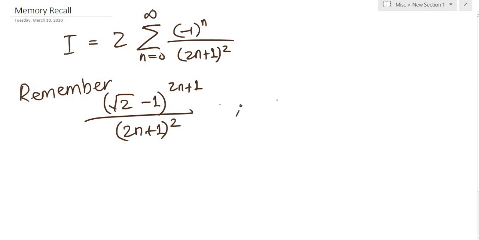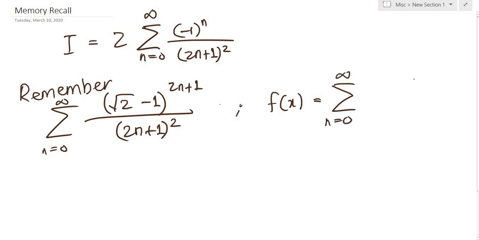So for this question we had defined a general function, well, there was a sum obviously from n equals 0 to infinity even then. So if you remember, we had defined a function f of x such that we had the sum from n equals 0 to infinity. Instead of this square root of 2 minus 1, we had an x to the 2n plus 1th power divided by 2n plus 1 term squared, if you remember this video. And then what had we calculated this thing to be?